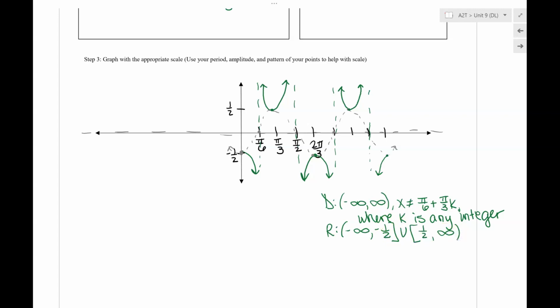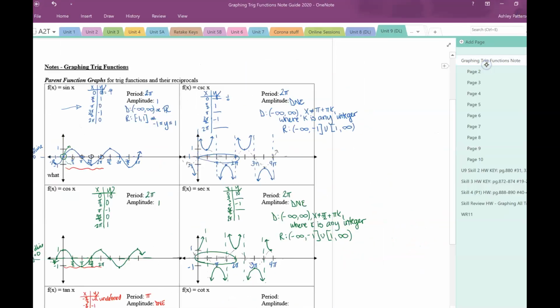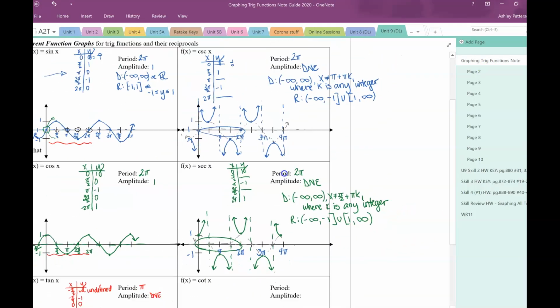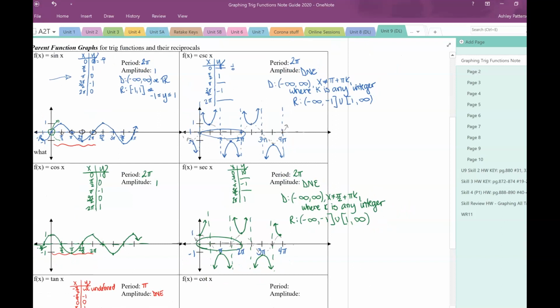And there, ladies and gents, are cosecant and secant. Part 1, reciprocals. Part 2, cotangent. Be excited.